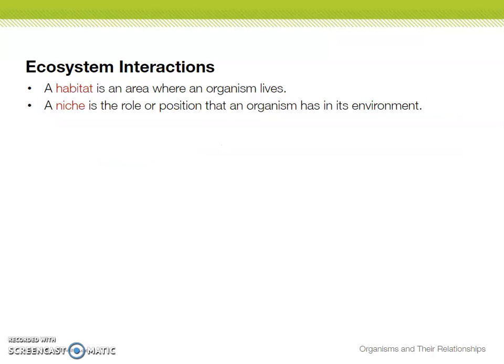Ecosystem interactions. A habitat is an area where an organism lives. A niche or niche, both pronunciations are acceptable, is the role or position that an organism has in its environment.